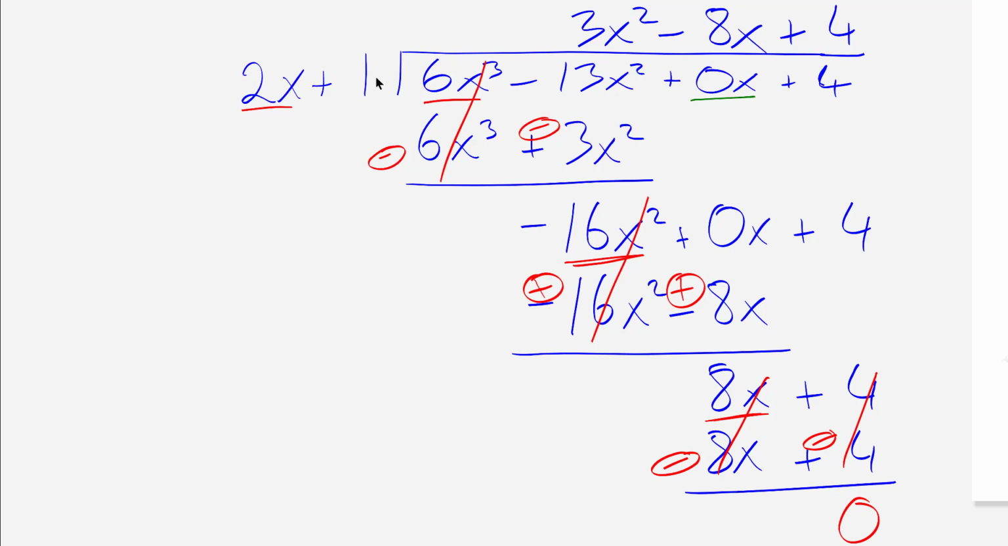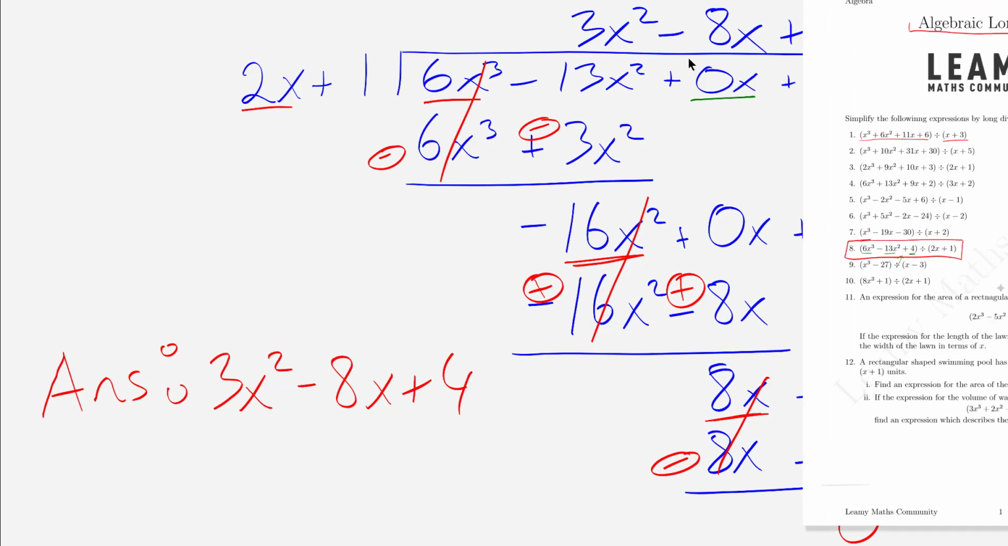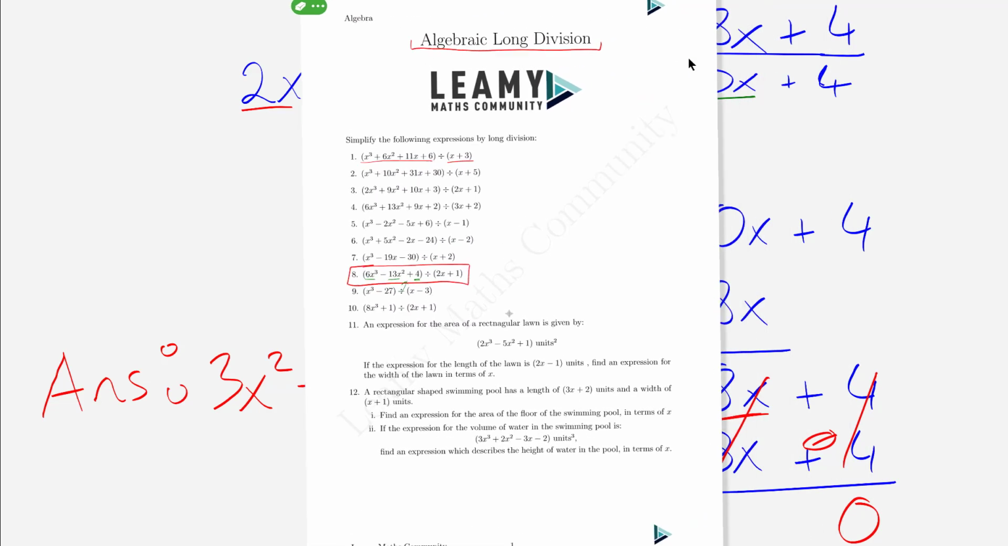So 2x plus 1 divides evenly into 6x cubed minus 13x squared plus 4. And then remember, your answer is what you had on top. So the answer to this particular question is 3x squared minus 8x plus 4. Okay, so that is our introduction to algebraic long division.